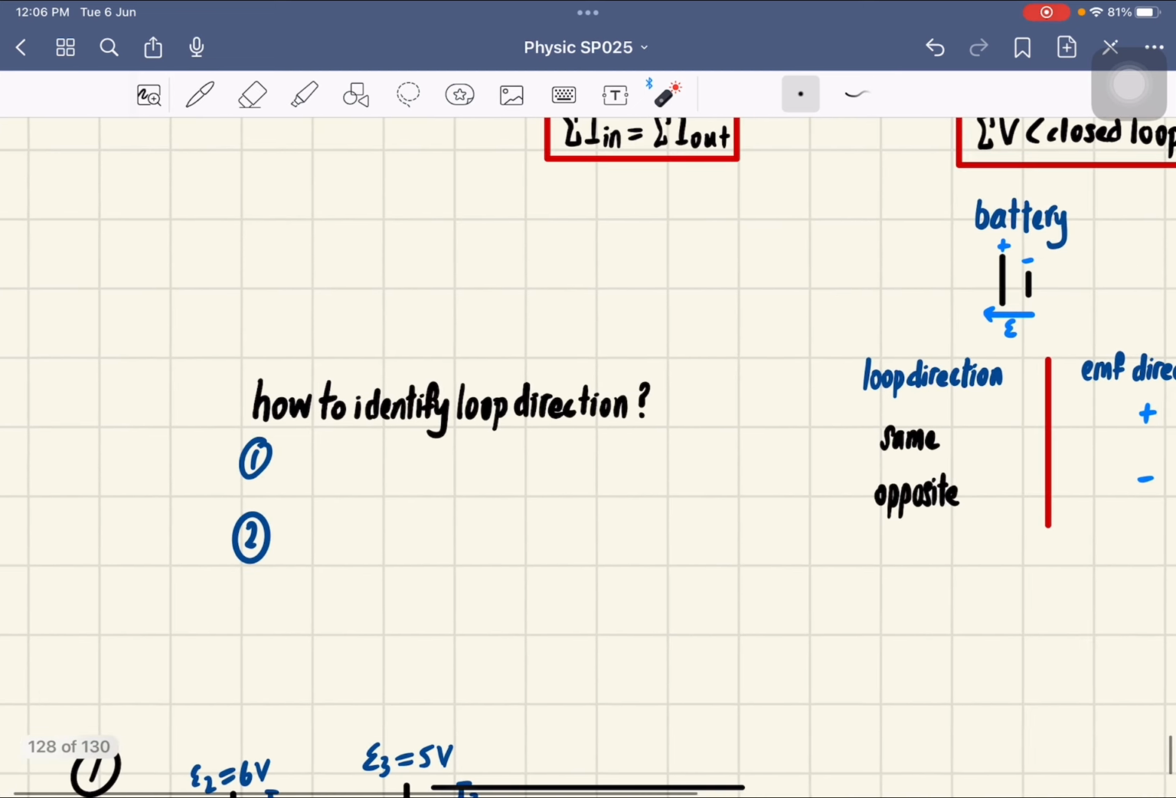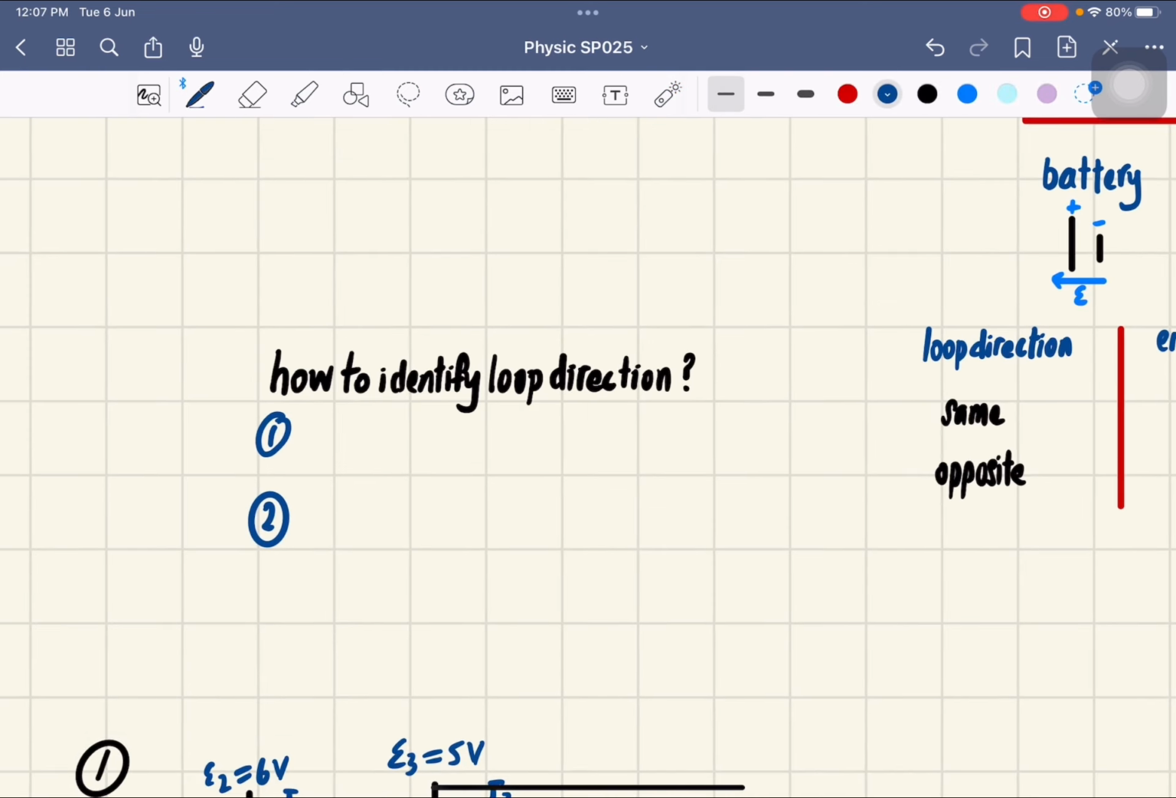So, how are we going to identify the loop directions? There are two ways. The first one is we follow the EMF direction of the batteries in the single loop. The second one is we follow the EMF direction of the battery with the greater volts in the single loop.